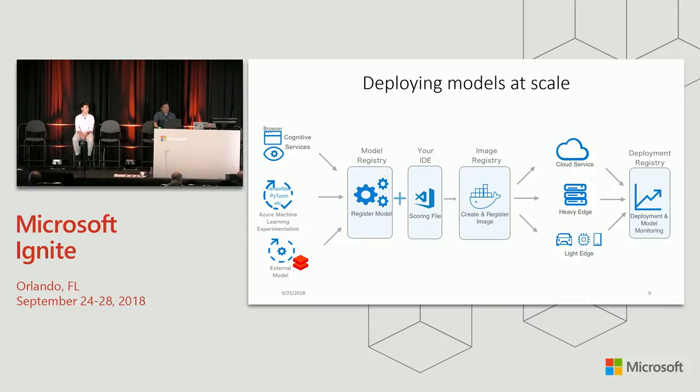So what is the pipeline? Any model, whether it comes from Cognitive Services, built by your own data scientists, or external, goes into the Azure Machine Learning model registry. It's a registry for all of your AI assets. Once you have a model, you're going to have a scoring file, which is basically the application that uses that model. Both of them together are packaged along with any dependencies required to run this model into a Docker image. That Docker image can be deployed to the cloud, the heavy edge, and the light edge. We'll give you more details about what we mean by that differentiation of the edge.